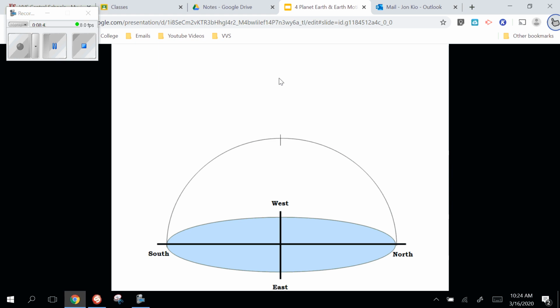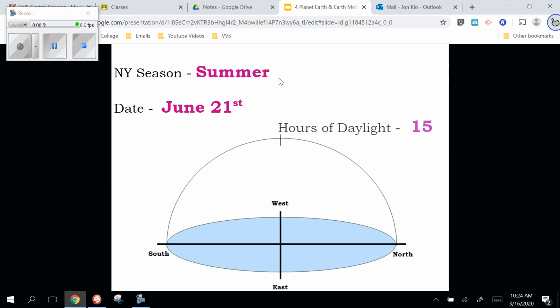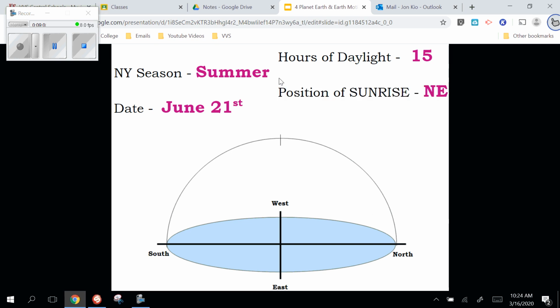All right, so let's take a look at our dome of the sky. All right, our imaginary dome. Summer in New York, first day of summer, right? Summer solstice, right around June 21st. Remember, these are approximate numbers. It's not exact all the time, but approximately June 21st. We're going to get about 15 hours of daylight. Our sunrise is going to be north of east, and our sunset is going to be north of west.